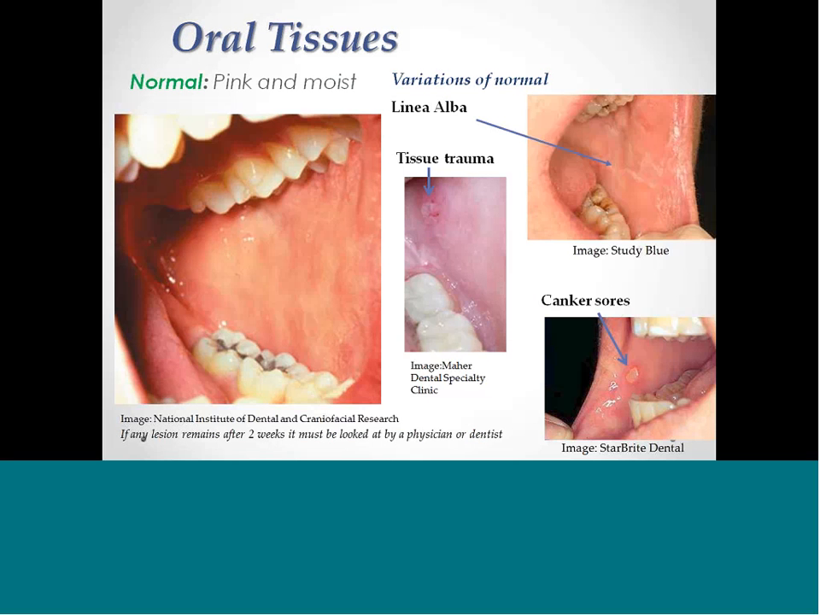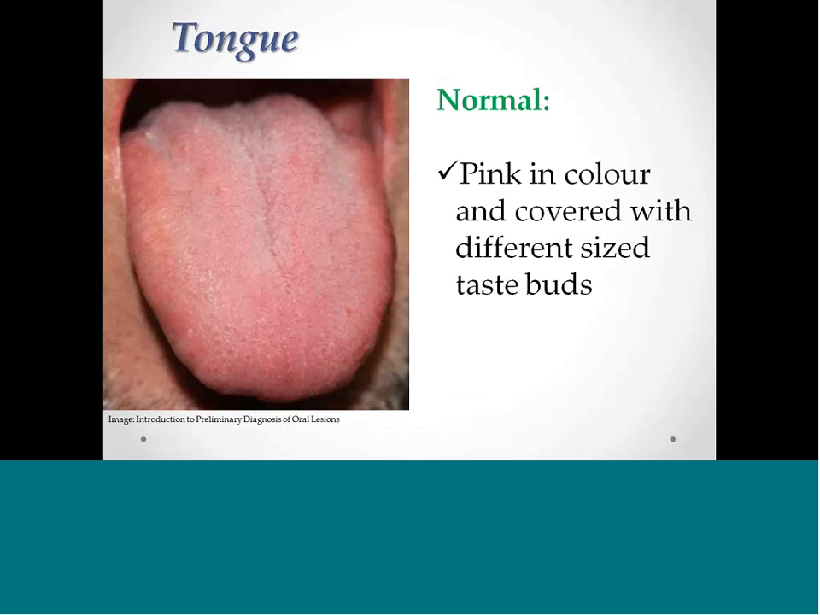The last image shows a canker sore. Diet, biting, and genetic predispositions are some of the causes. And also take note that any lesion that lasts more than 2 weeks must be looked at by a physician or dentist. And now we have the tongue.